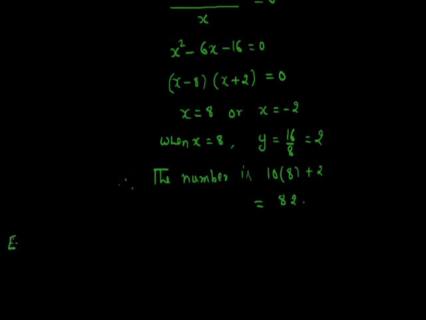Now next example. Rupees 9,000 were divided among a certain number of persons.